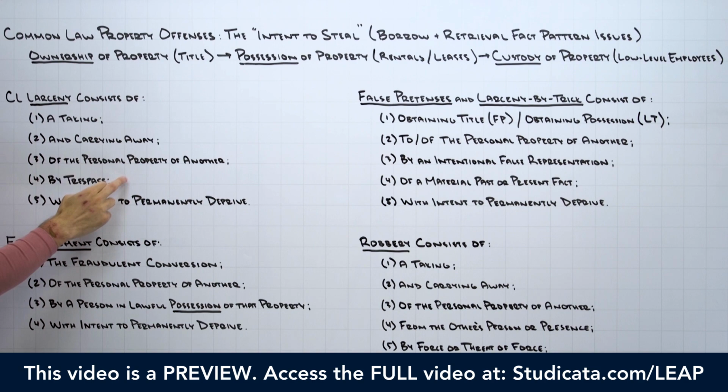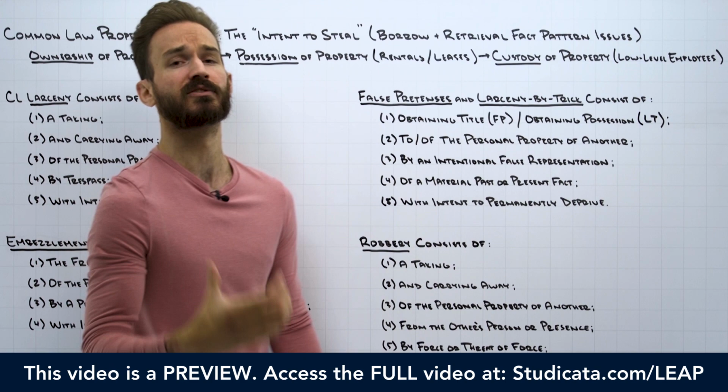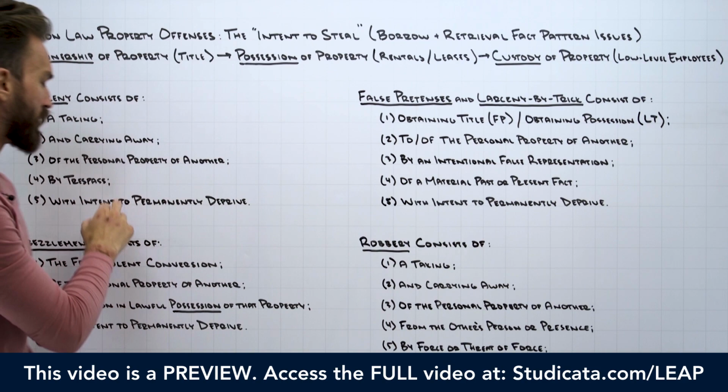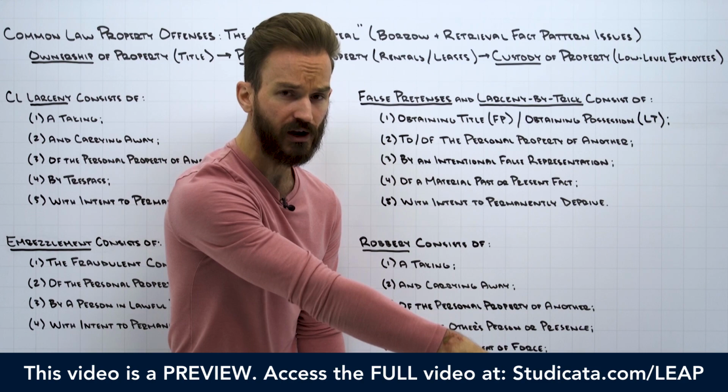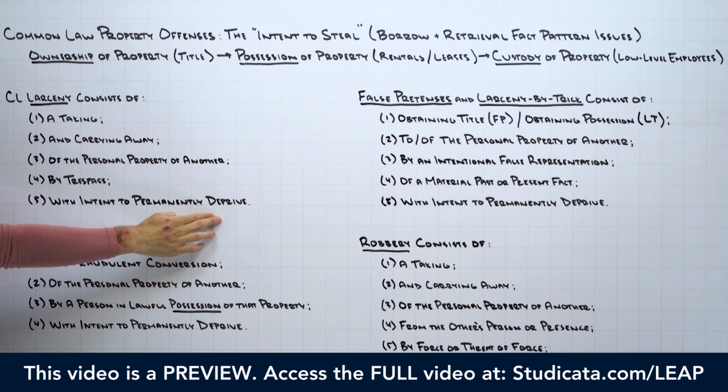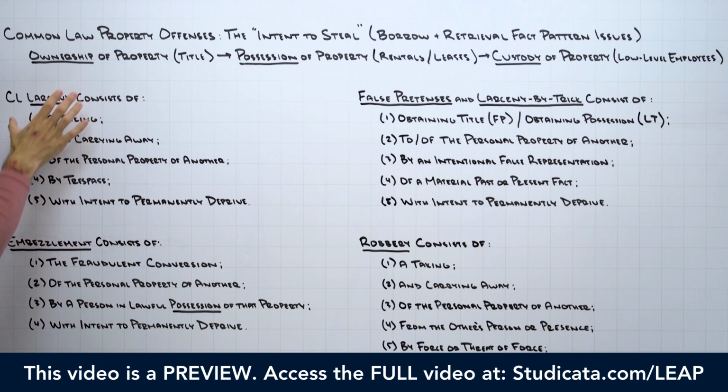Should be pretty straightforward. With the intent to permanently deprive, this is our mental state requirement. You actually have to have the intent to steal. Remember, if this person's taking the phone without permission, but their intent is to return the phone, they're just going to make a quick call and return it exactly as they found it a couple minutes later, then they don't have the intent to permanently deprive the owner of the phone. They don't have the intent to steal. Then it's not common law larceny. These are the elements of common law larceny.